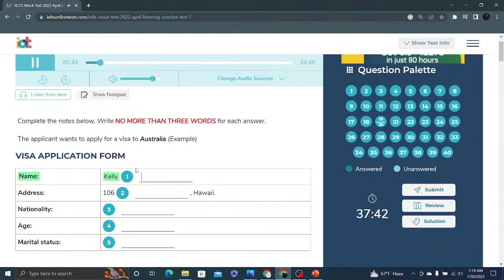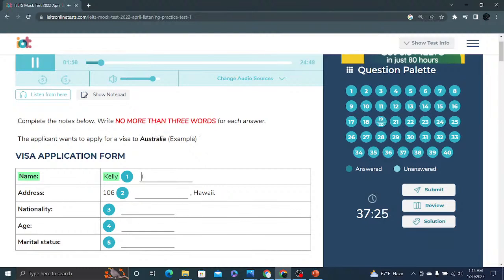The applicant wants to apply for a visa to Australia. So the word Australia is the simple answer for the simple question. Okay, let's listen to it for the real one.